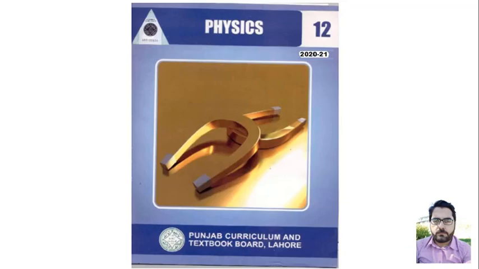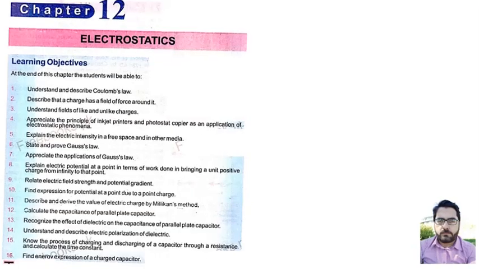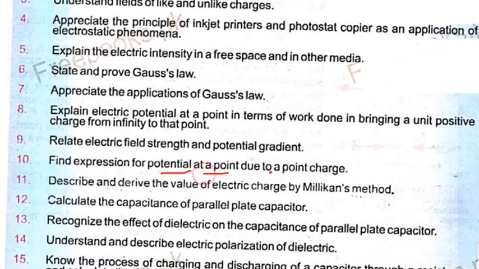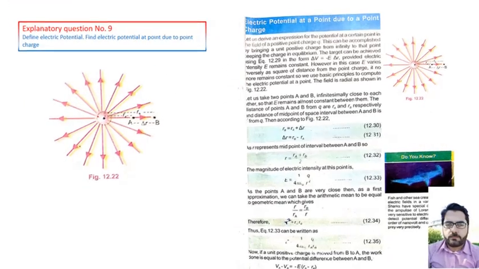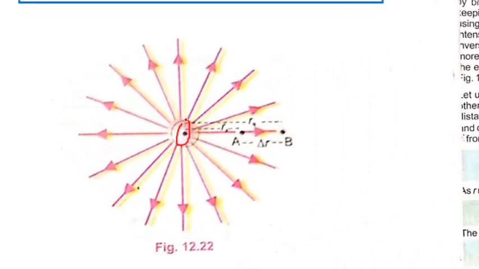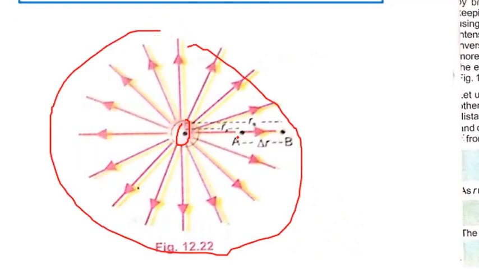In this video we will cover potential at a point due to point charge. It's a long explanatory question of 5 marks, appeared frequently in different papers of boards. Now let's start. Now consider a charge Q and we have some electric field around it. Our target is to find electric potential at this point.